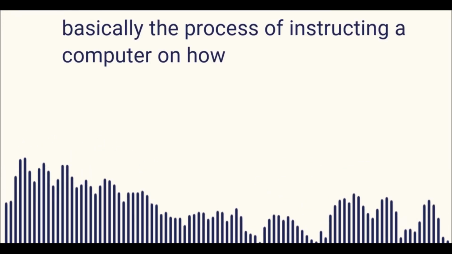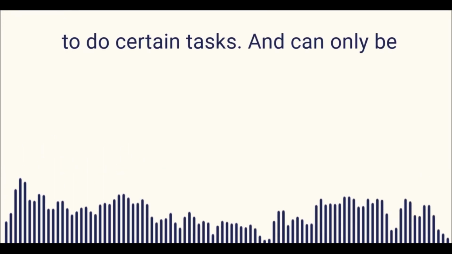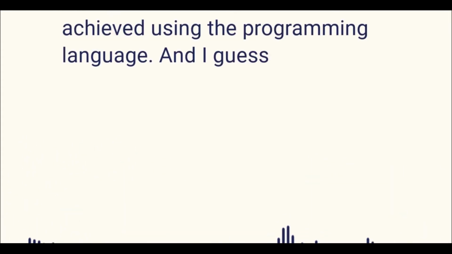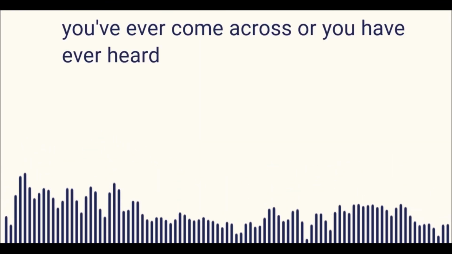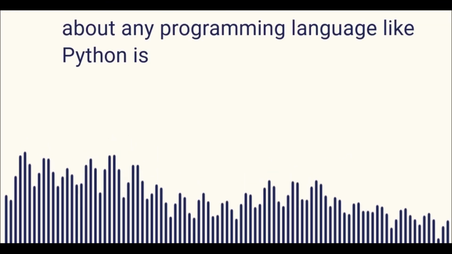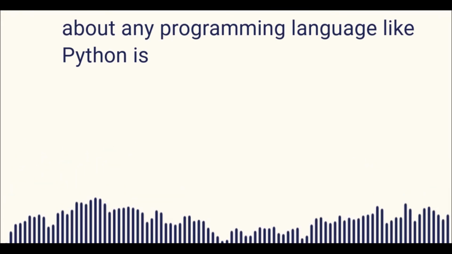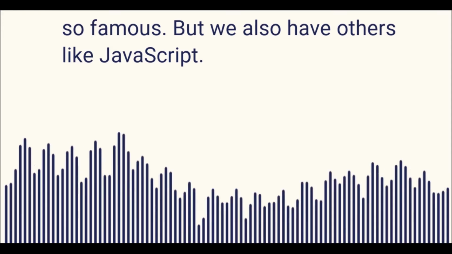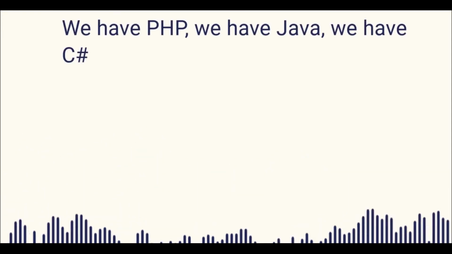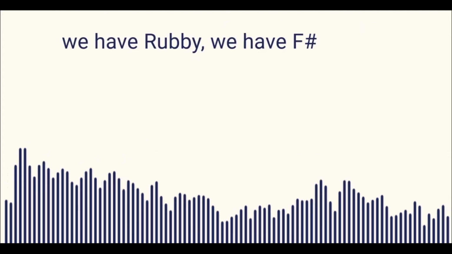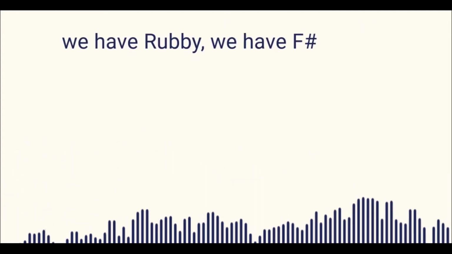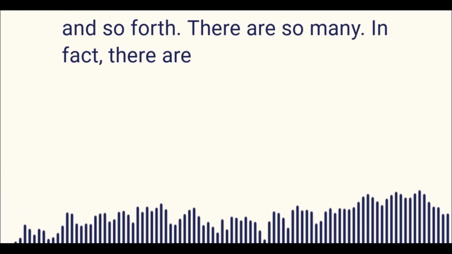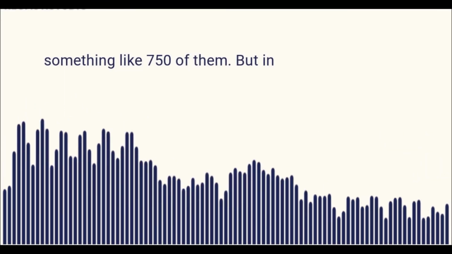Computer programming is basically the process of instructing a computer on how to do certain tasks, and it can only be achieved using a programming language. I guess you have heard about some programming languages. Python is so famous, but we also have others like JavaScript, PHP, Java, C Sharp, Ruby, F Sharp, and so forth. There are so many. In fact, there are something like 750 of them.